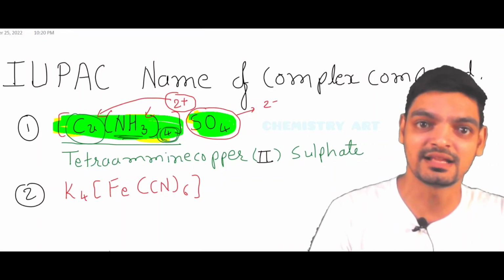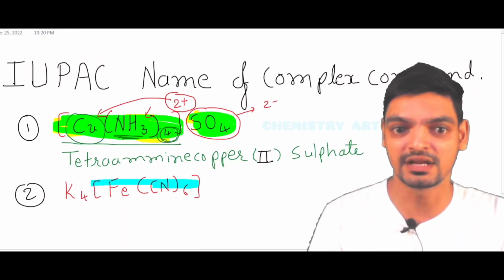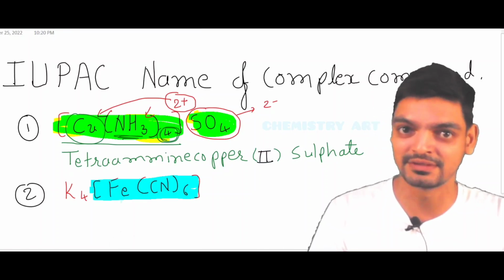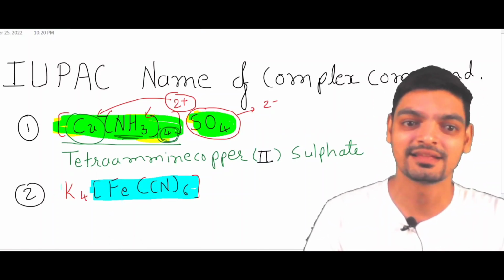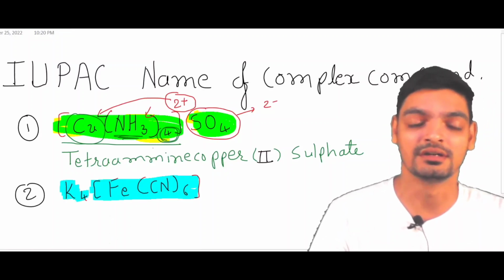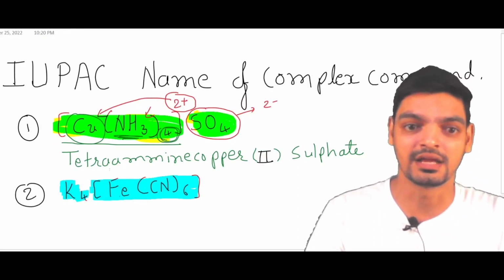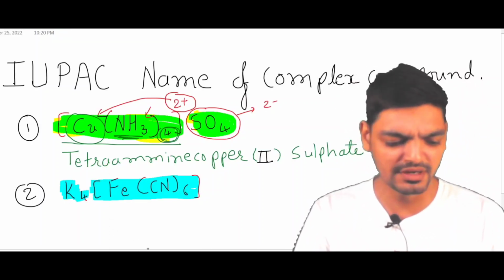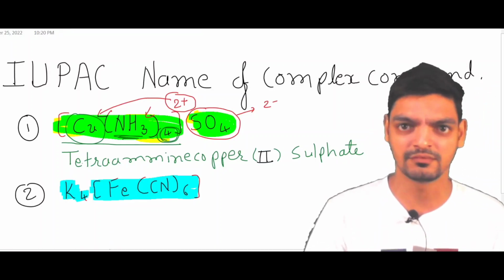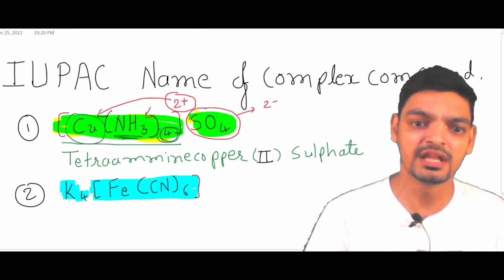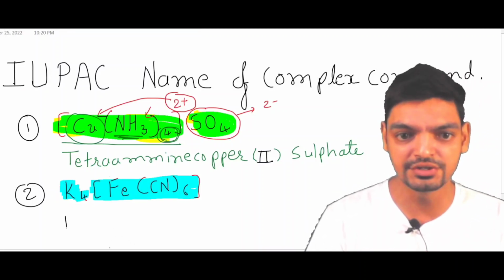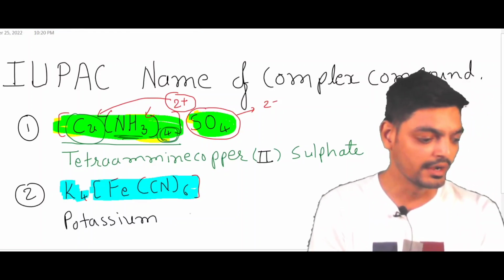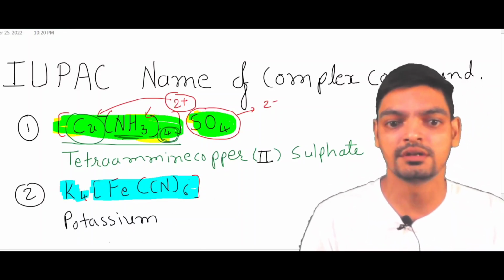And here the second example is a negatively charged complex ion. You can see that K4[Fe(CN)6], in which [Fe(CN)6] is in a square bracket, so it is the complex ion, and K4 is a counter ion. We know that the positively charged ion we have to write down first, and that's why here we will write the name of the counter ion, which is nothing but potassium. Remember, here we will not write tetrapotassium. Whenever we are writing a counter ion, you just need to write down the name of that ion. So here we will write potassium, then after a space. And after the space, we need to write down the name of the complex ion as per the rule.